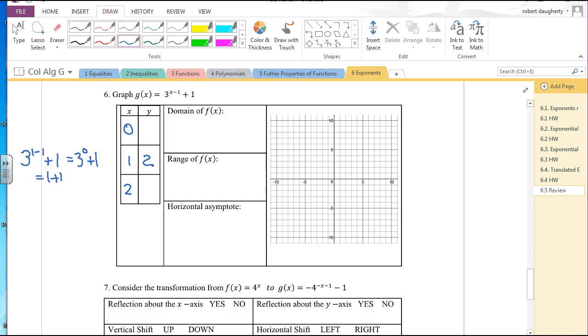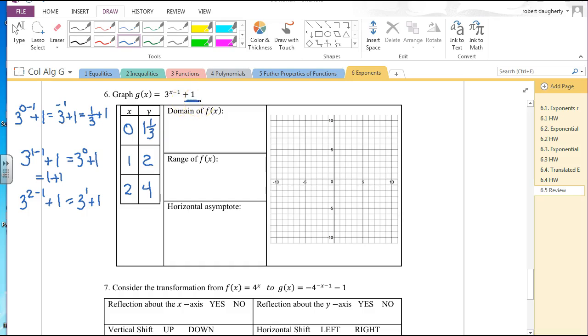So 1, 2. Then let's look at what I get when I get a 0. This is 3 to the 0 minus 1 plus 1. That's 3 to the minus 1 plus 1. That's 1/3 plus 1. So that answer is just 1 and 1/3. And then if I look at the last value, 3 to the 2 minus 1 plus 1. That's 3 to the 1 plus 1. That is 4.